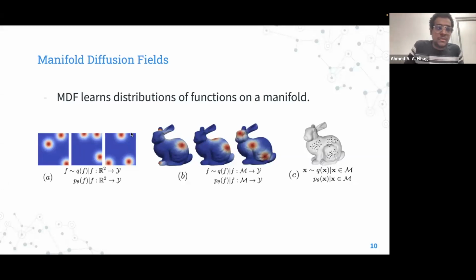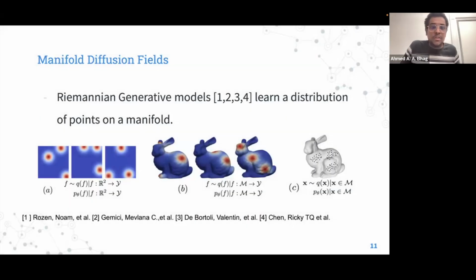The idea is to use generative models that can learn the distributions of these functions. Also citing some recent work on Riemannian generative models, for example in figure C, you learn the distributions of points. You can think about this as a one function. So you learn the distribution of points over the manifold instead of functions. So in our setting, this could be like a one function.